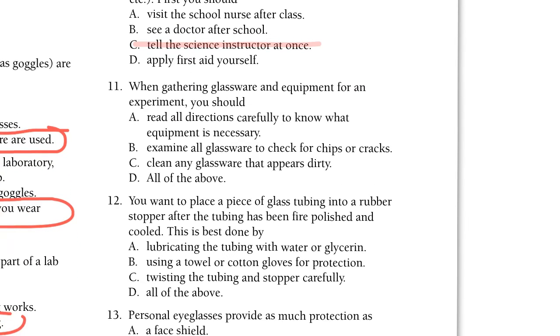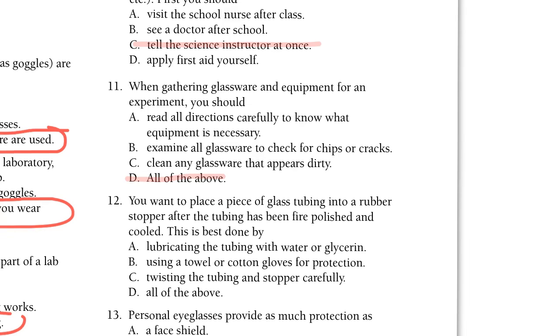11, when gathering glassware and equipment for an experiment, you should A, read all directions carefully to know what equipment is necessary. B, examine all the glassware to check for chips or cracks. C, clean any glassware that appears dirty, or D, all of the above. D.